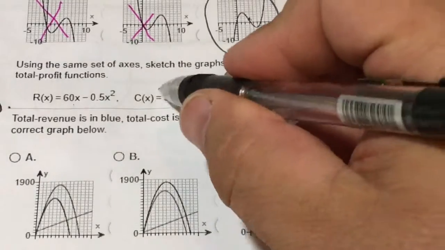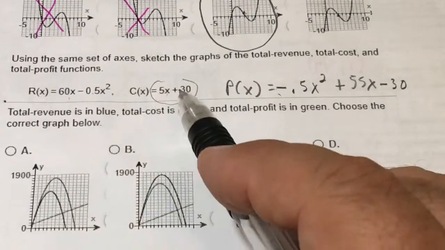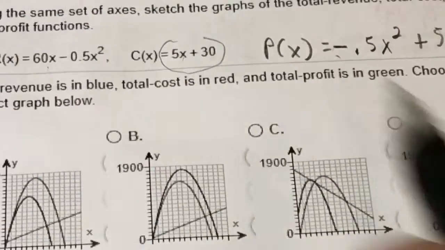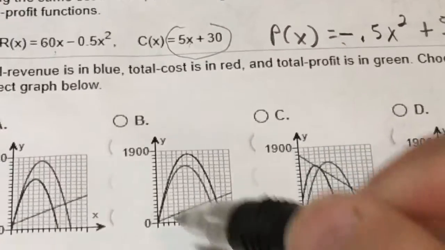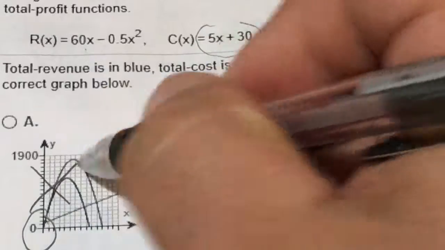So notice, I have a line that goes through plus 30, and I have a parabola that goes through negative 30. So they're symmetrical. One's above by 30, and one's below by 30. And this is a really tricky graph. Immediately, that's positive 5x plus 30. So it can't be this one because it goes all the way up to about 2,000. That's way higher than 30. It cannot be choice A.